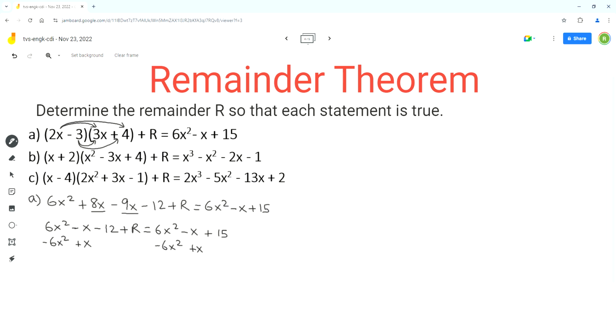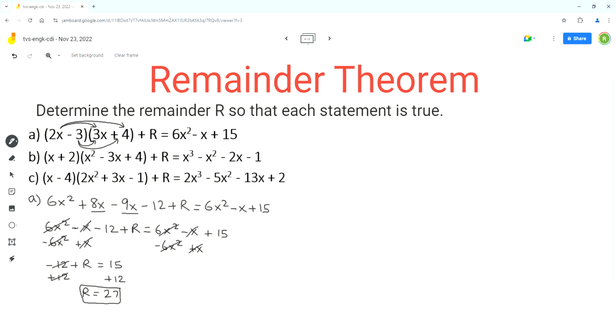The x squared terms will get cancelled out and the x terms will get cancelled out. We are left with, we can isolate r by adding 12 to both sides. I get r equals 27. So this should be the final answer for part A.